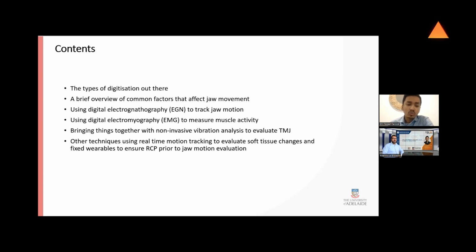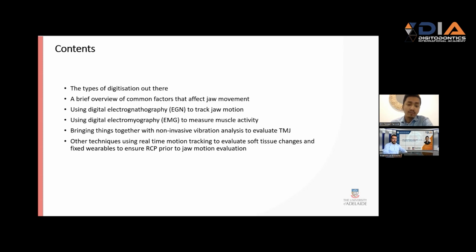So I want to talk about some of the common factors that affect jaw movement, and then talk about how we can use digital techniques like electrognathography, electromyography, and non-invasive vibration analysis to evaluate jaw movement, the TMJ, and the muscles of mastication that are responsible for the movement.